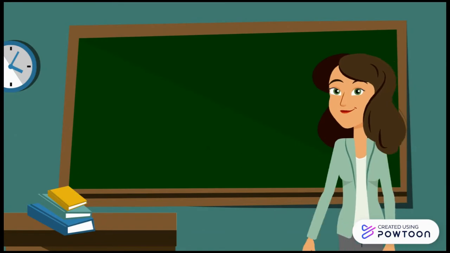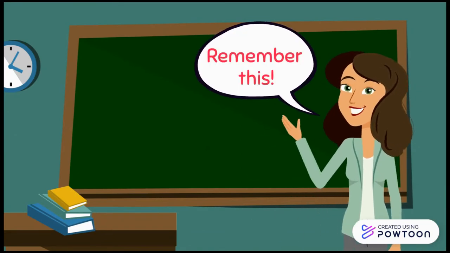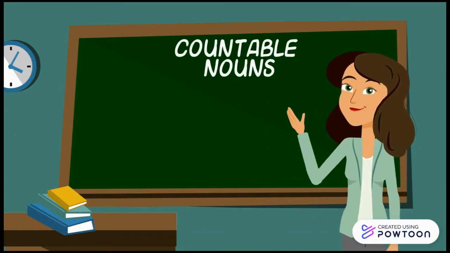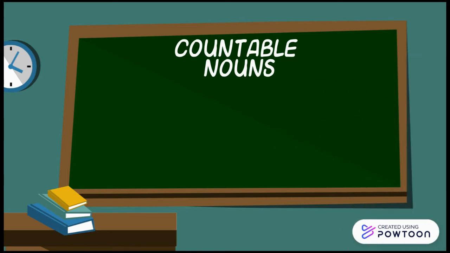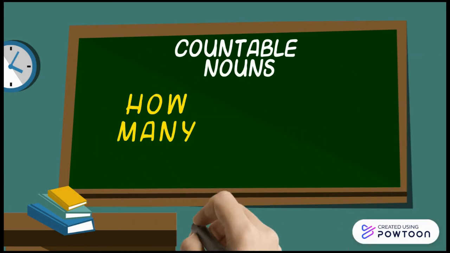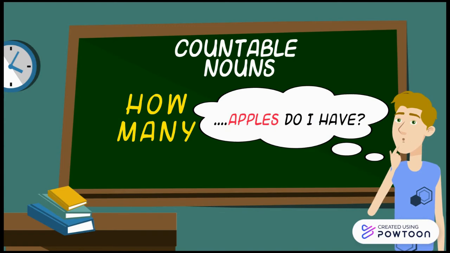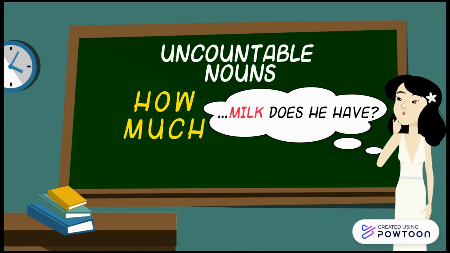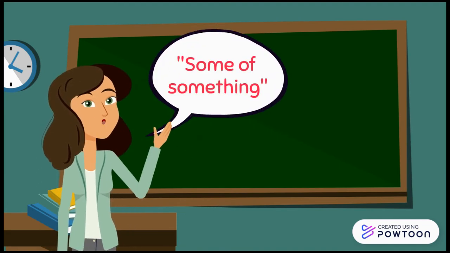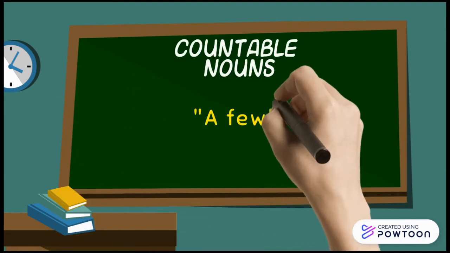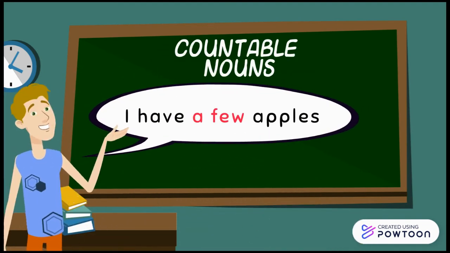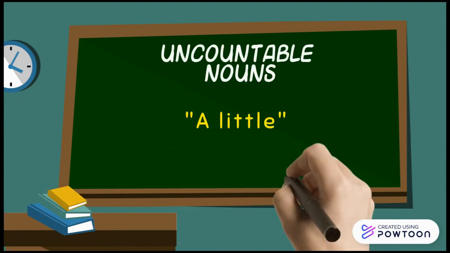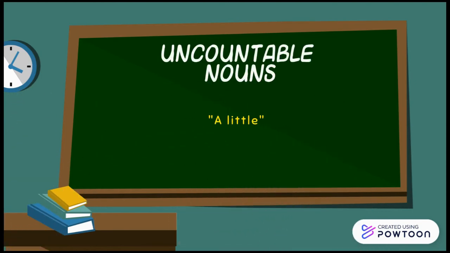There are several differences between the uses of these 2 types of nouns. Typically, when we ask about quantification of countable nouns, we use how many. But when it comes to uncountable nouns, we have to use how much. Likewise, when we say there's some of something, we have to use a few for countable nouns, but a little for uncountable nouns. It's interesting, right?